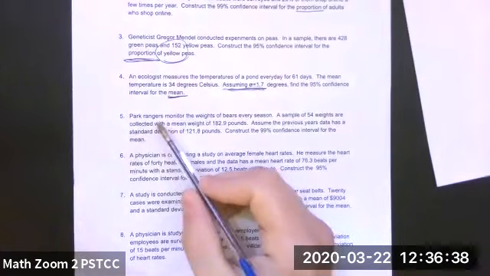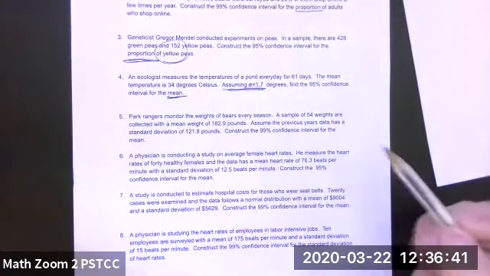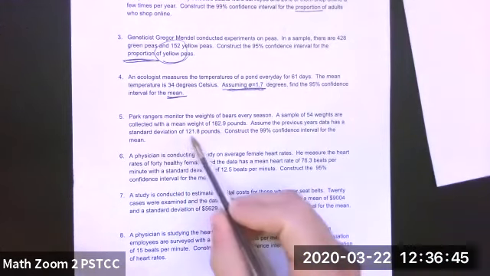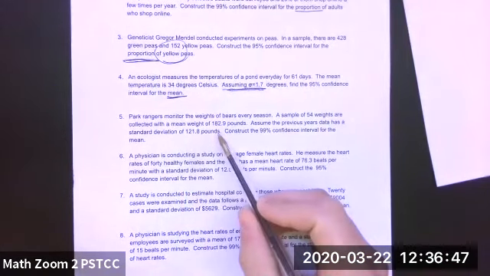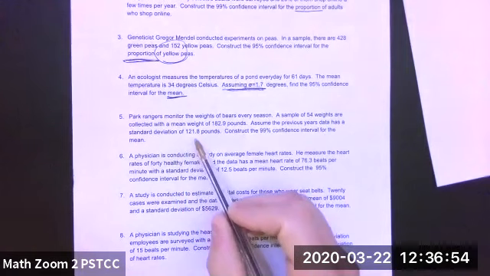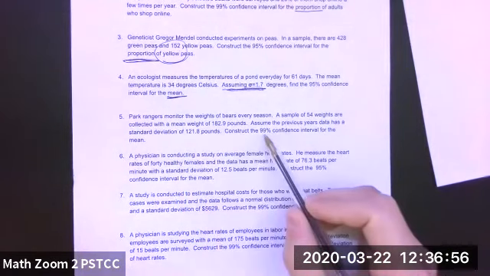In question 5, park rangers monitor the weights of bears every season. A sample of 54 weights are collected with a mean of 182.9 pounds. Assume the previous year's data has a standard deviation of 121.8 pounds. Construct the 99% confidence interval for the mean.